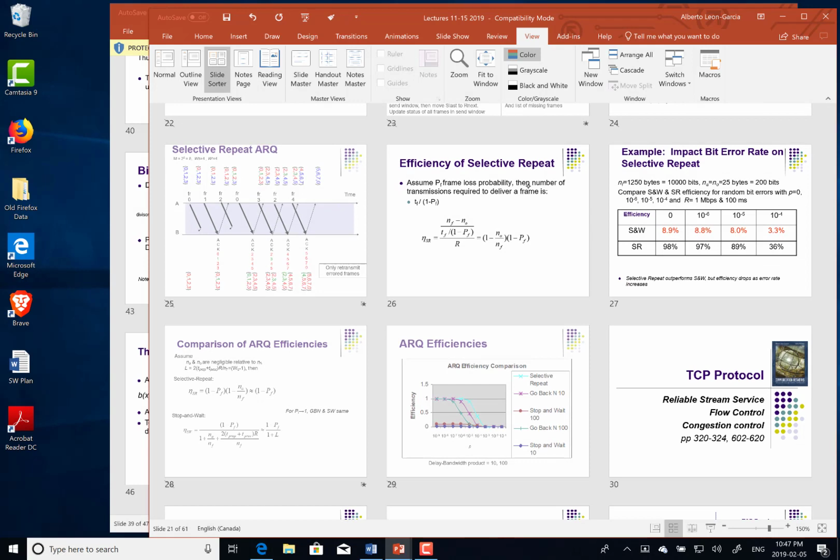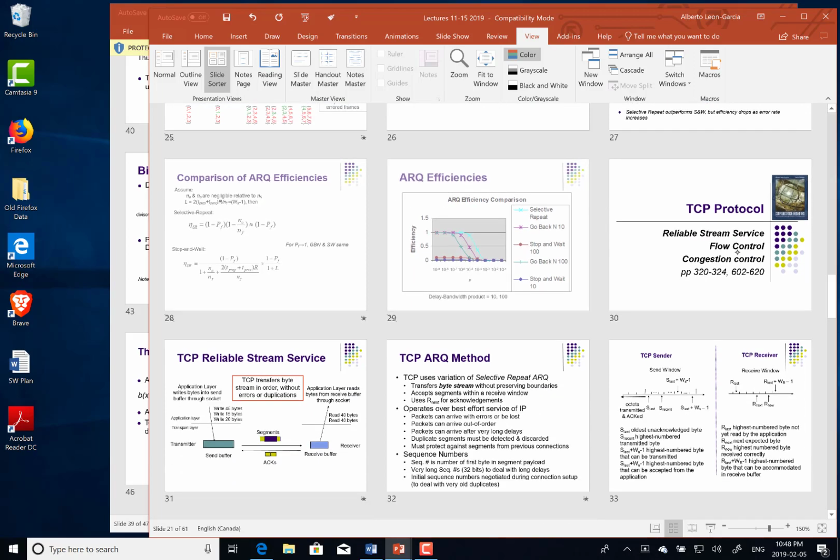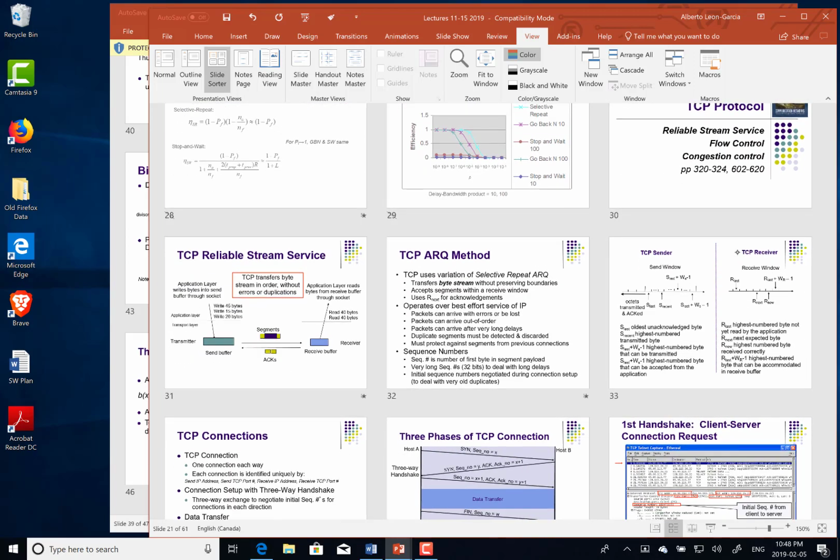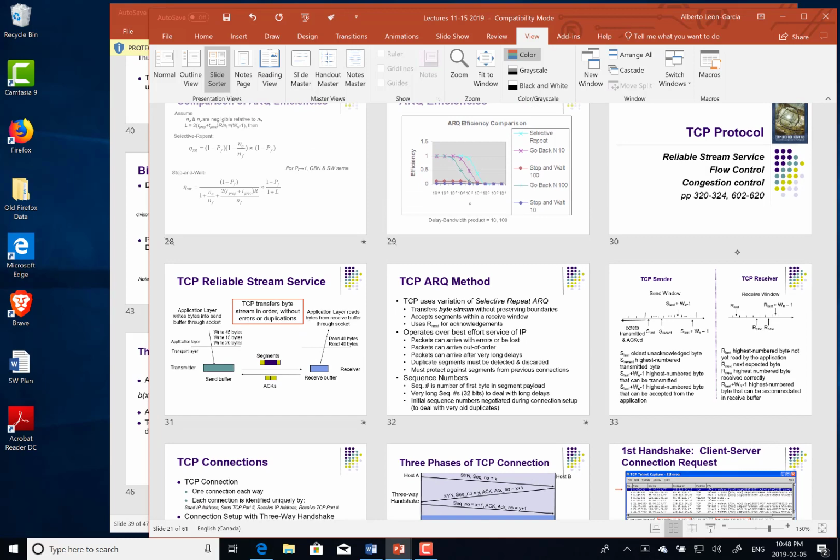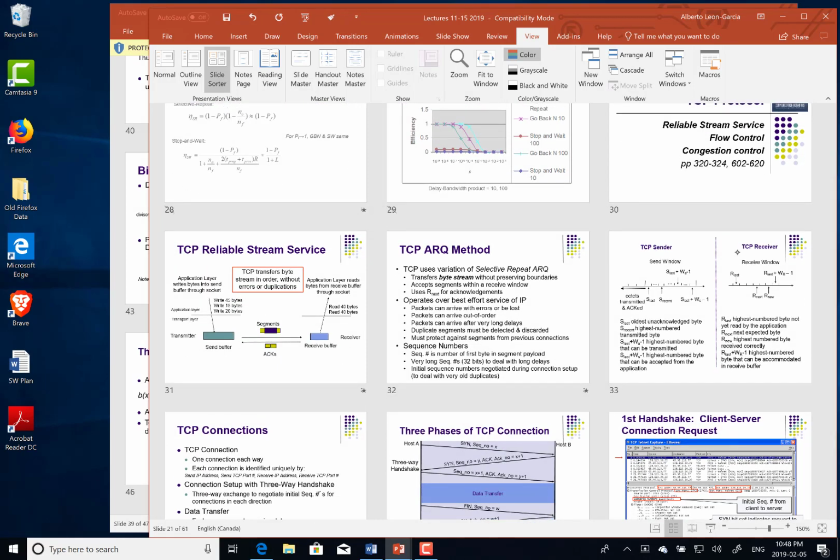We derived the expression for the efficiency for stop and wait. Very nice, simple formula. And indeed, when we do the calculation, we see that selective repeat can improve vastly over stop and wait. It's much, much better. And then the last topic we considered was TCP, which we already spoke about just a few minutes ago when we started this lecture.